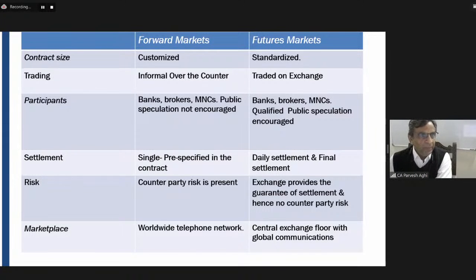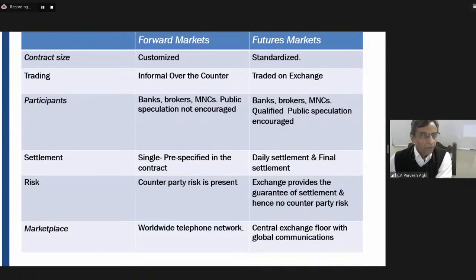Okay, so settlement is a single pre-specified settlement in a contract. So in a forward contract, there is only one settlement which takes place on the day when you have to either make a forward payment or receive a forward receipt. So on that day, the transaction will be settled. But here in the futures market, there will be a daily settlement and the final settlement. This is purely a mechanism to make sure that there is no default.